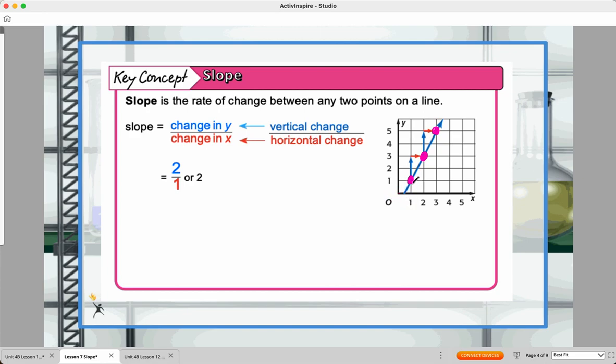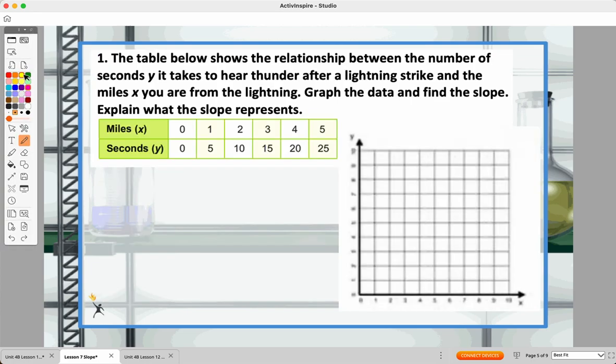But we'll see here, how much does it go up? 1, 2, versus how much it moves to the right. So you would say the slope is 2 over 1, and then you'd simplify it one more time to 2, just like it shows here. So let's take a look at a couple of these. We can graph slope, we can use slope, we can talk about slope, we can find slope. So let's take a look at this problem.